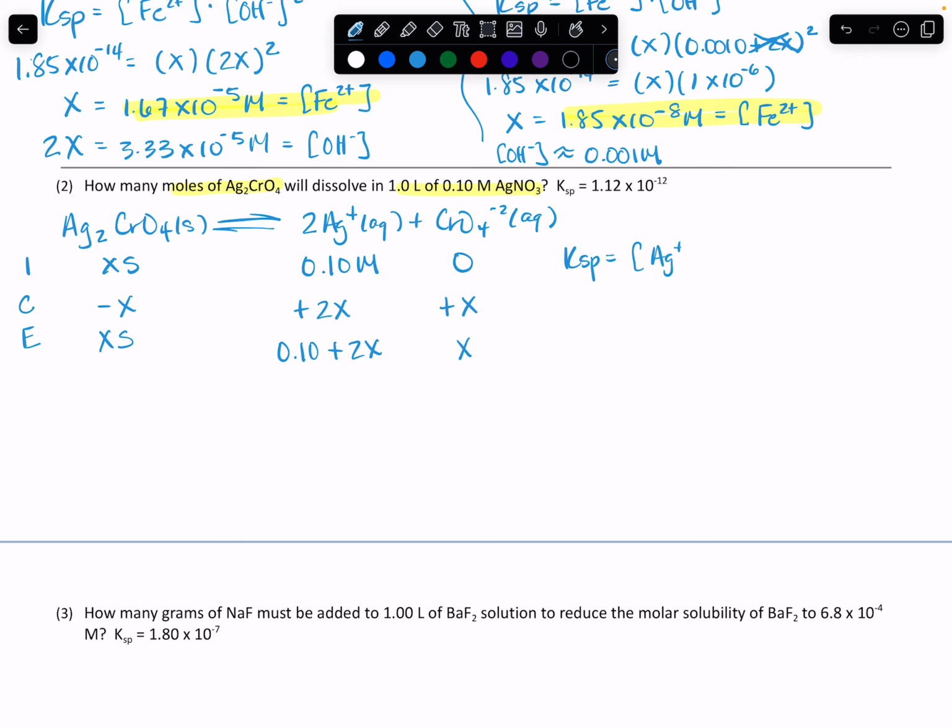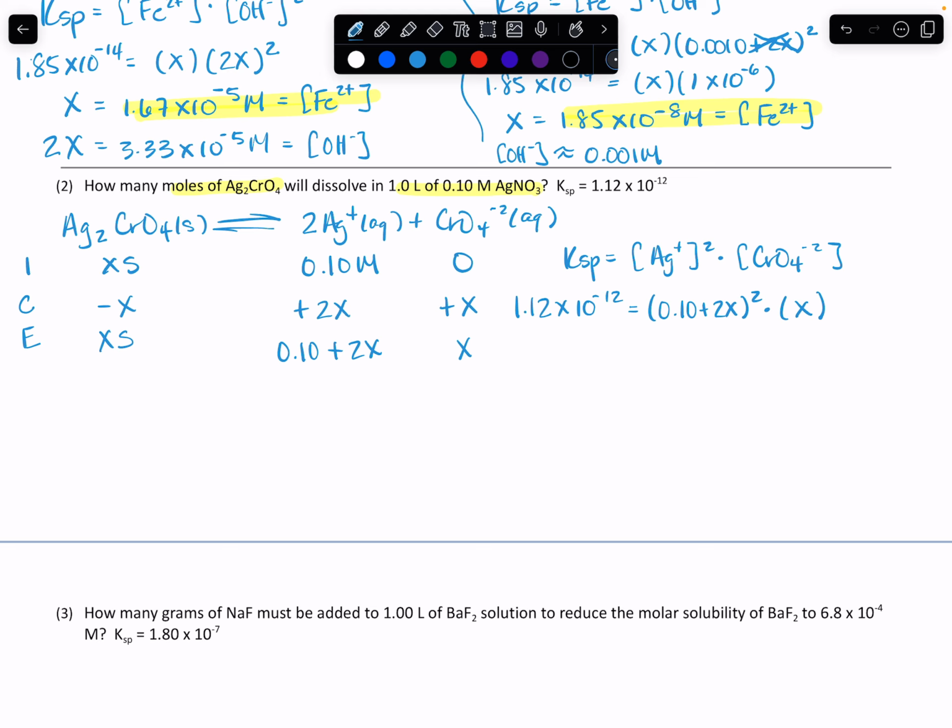It's going to be silver ions squared, and then our chromate ions. Plug in our KSP value, 1.12 times 10 to the negative 12. So we're going to have (0.10 plus 2x) squared times x. Now similar to the problem above, we need to think about whether the amount of ions that are going to be produced in this process are meaningful compared to that 0.1 value. The answer is going to be no.